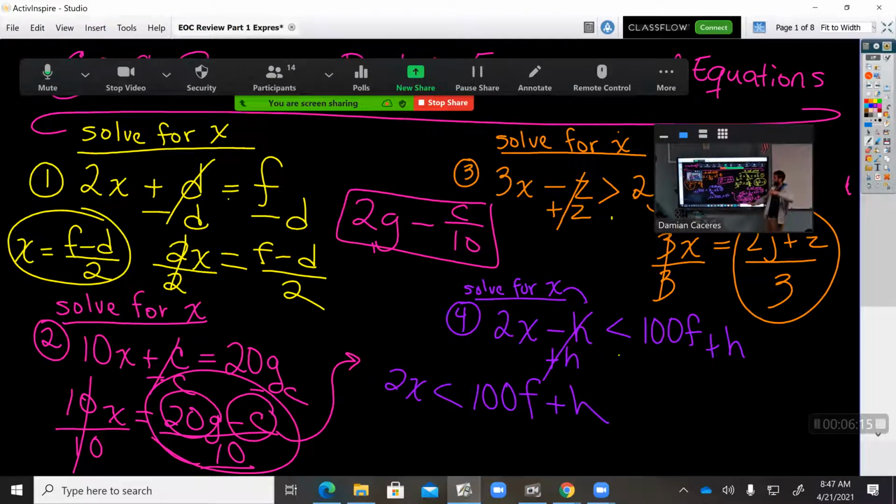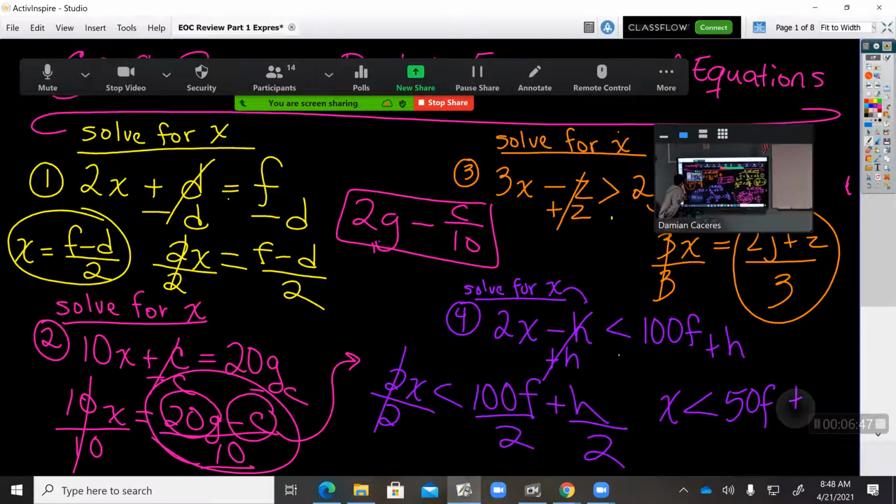So far, so good. Now, the x is not by itself yet because there's a coefficient on it. The last step is always dividing by the coefficient. So we divide by 2 on both sides. Now, because we know that we have to simplify, let's already put it under both numbers. So divided by 2, divided by 2. That saves you a step. Now I can write my final answer already. X is less than 100f divided by 2 is 50f. And h divided by 2 comes down because it can't be done.